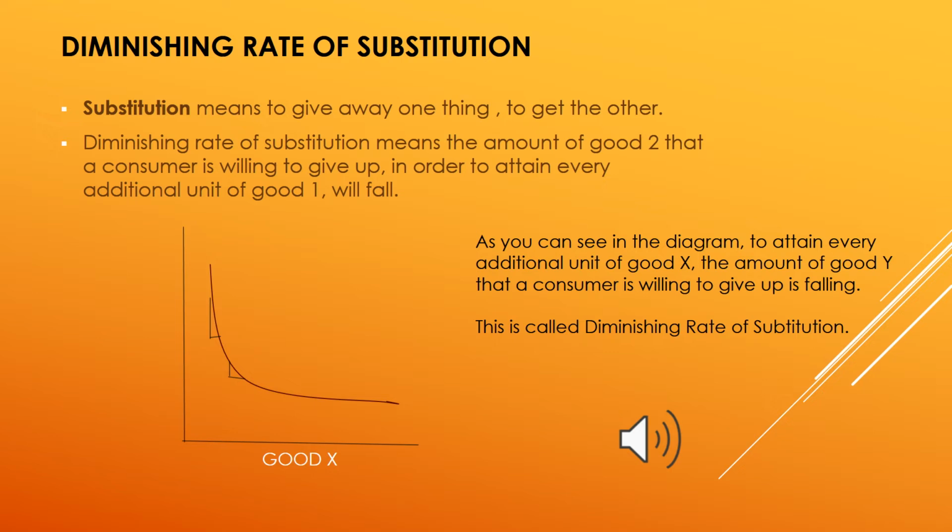I have made these L shapes that will explain it. So this is the reason why the indifference curve is convex in shape. It is because of this diminishing rate of substitution that it gives the convex shape to the indifference curve. Okay, so the amount of good y that I am ready to give up, that I am ready to sacrifice to attain every additional unit of good x, will keep on falling. This is called diminishing rate of substitution.